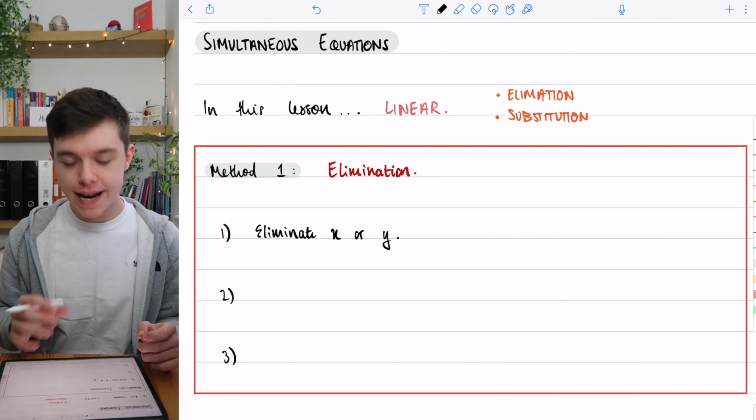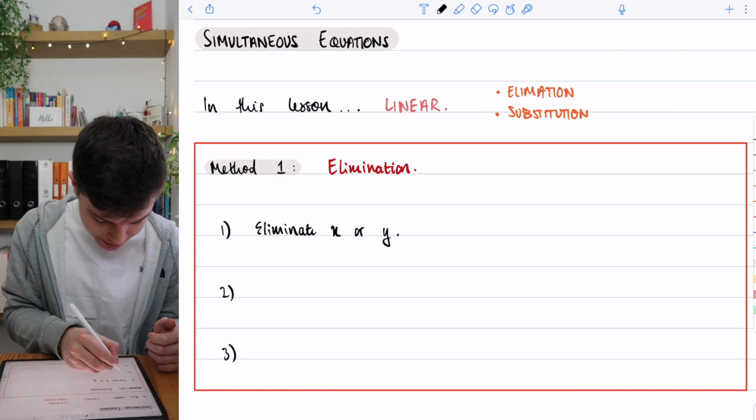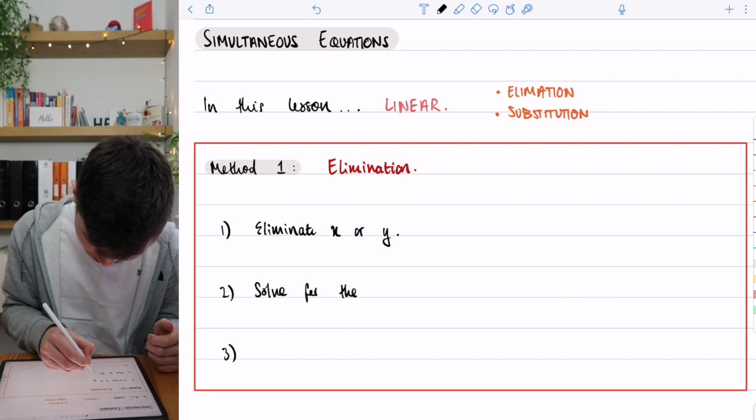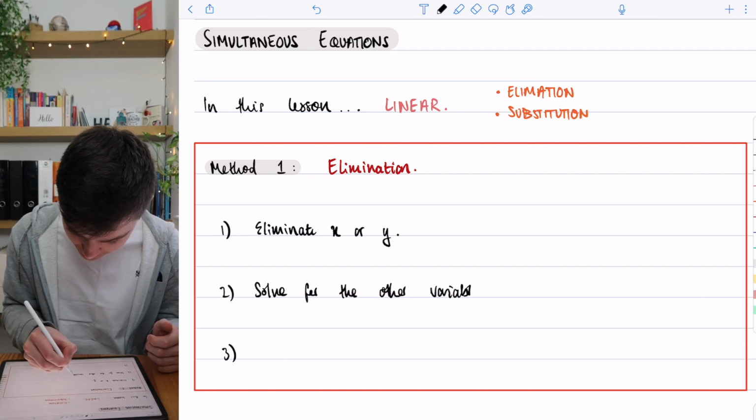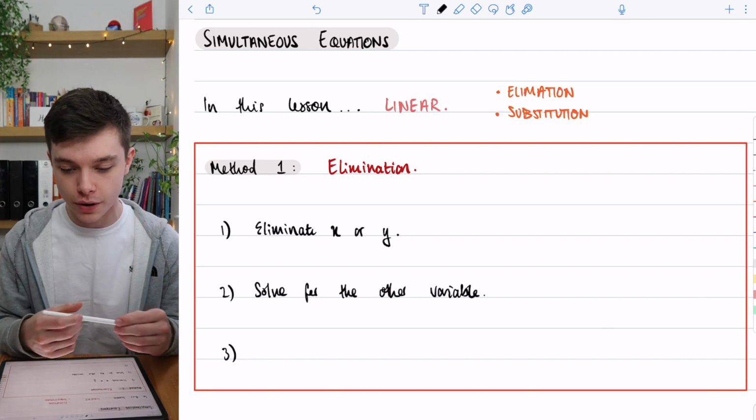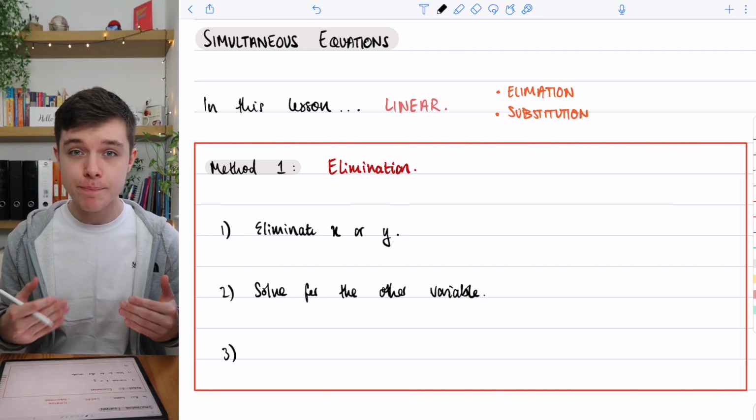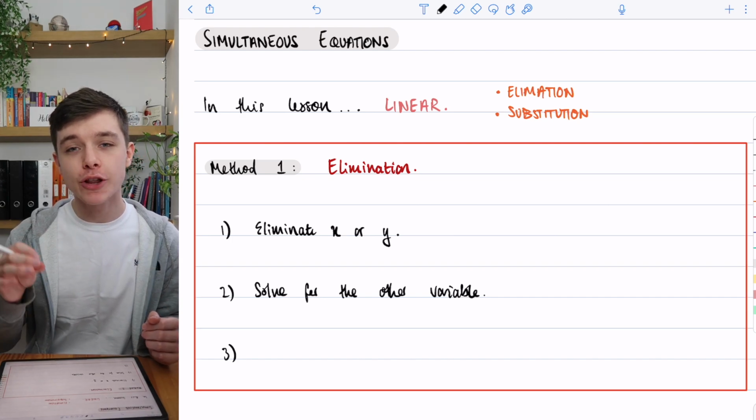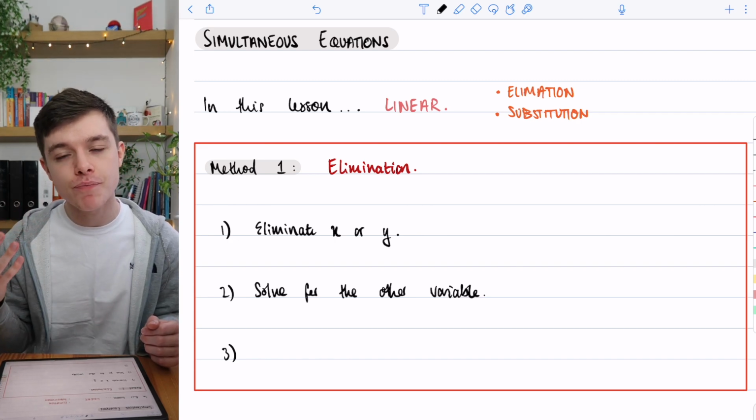Then, when we've eliminated one of them, we're just going to have one variable left, so what we want to do is solve for the other variable. And the other variable is the variable that you didn't eliminate in part one. Okay? Then once you've done that, you're going to find in part two the value of either x or y. You want to substitute that value back into either original equation to find the value of the other.